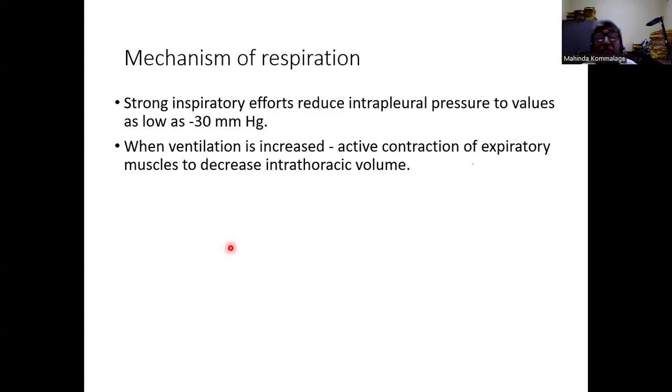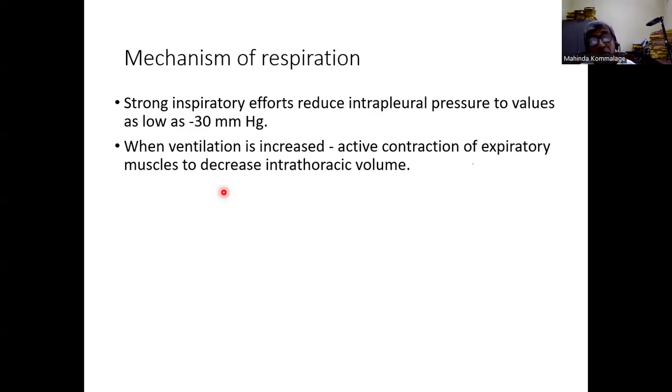Strong inspiratory effort can reduce interpleural pressure even to -30. If we put an extra effort for the inspiration, full effort, interpleural pressure will reduce to a very low value, right? And about the action of muscles and these things you will learn in anatomy.